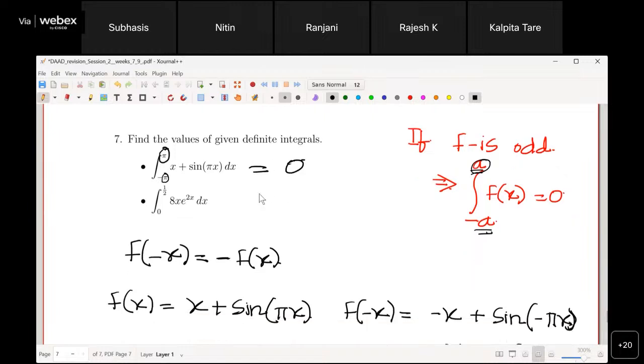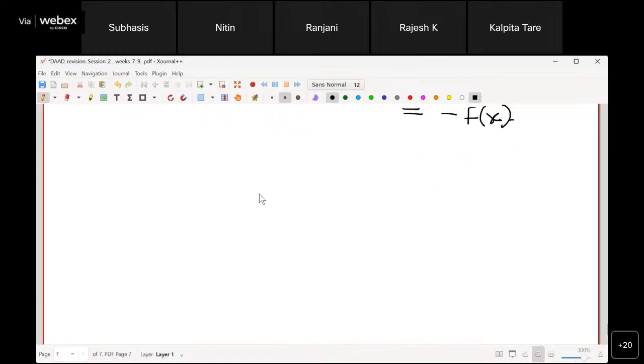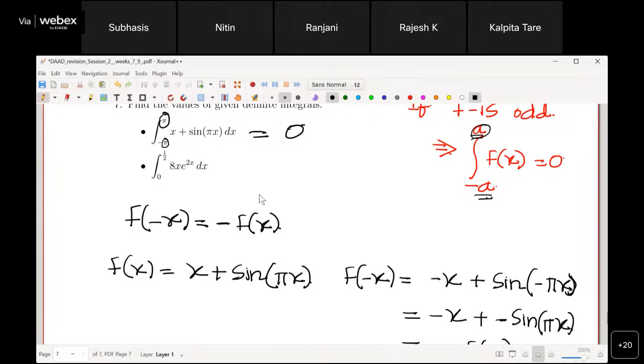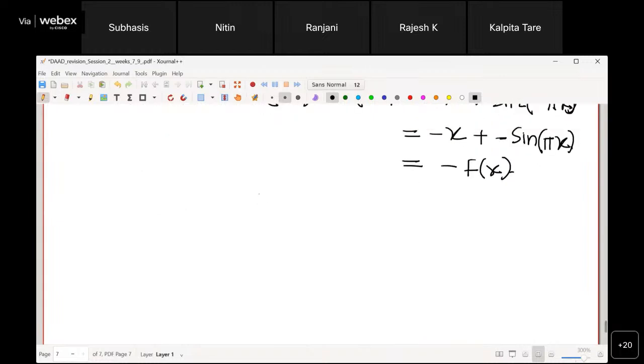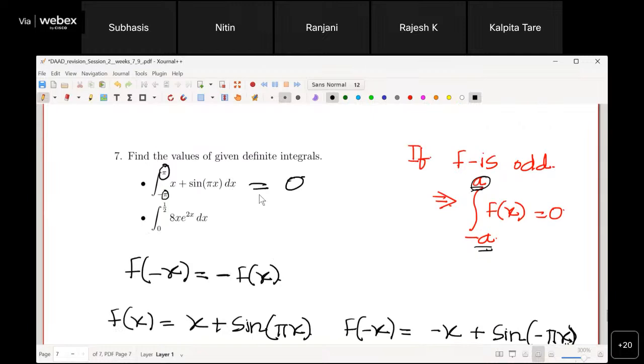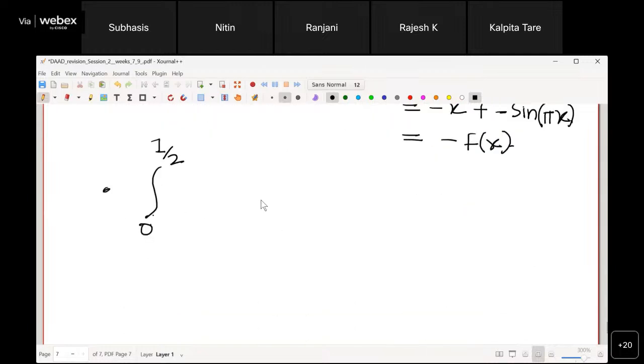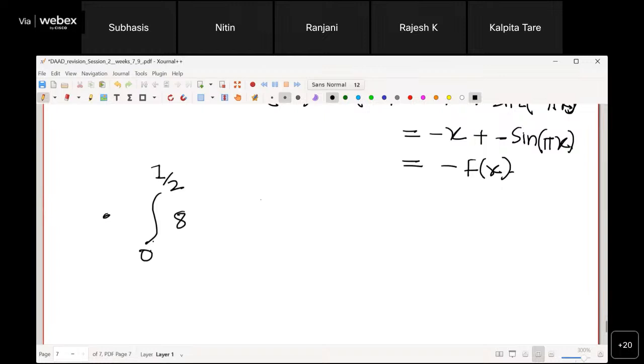Yes, it's clear. So what about the next one? We use integration by parts. So let me first write this one. It's the integral from 0 to 1 by 2 of 8x e power 2x dx, right? So what do we need to do?